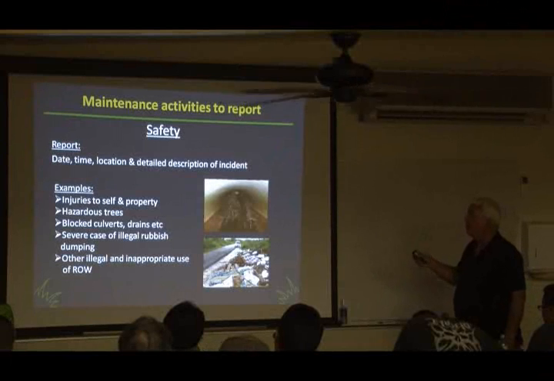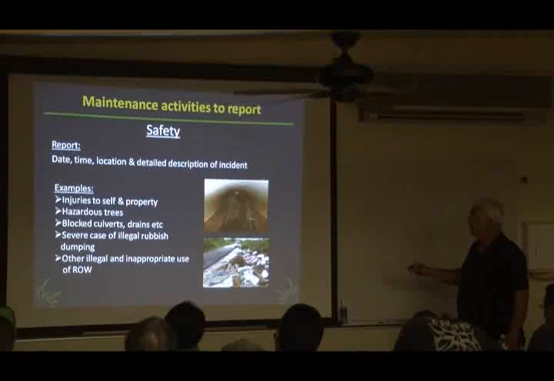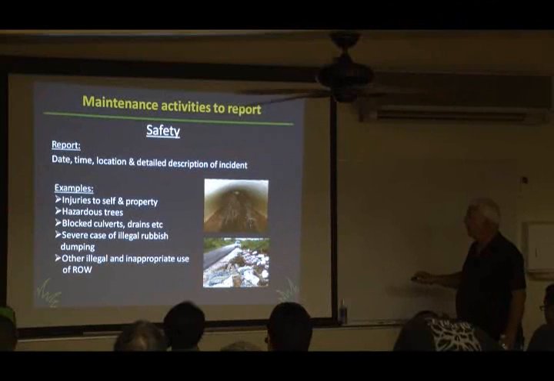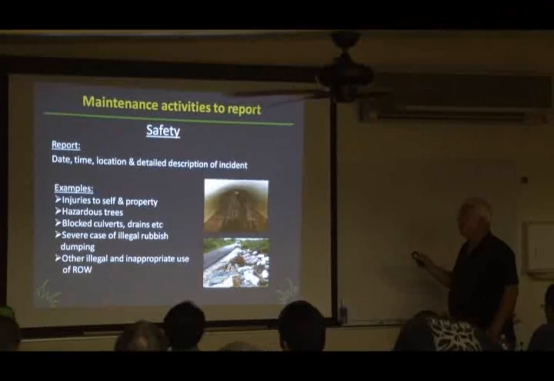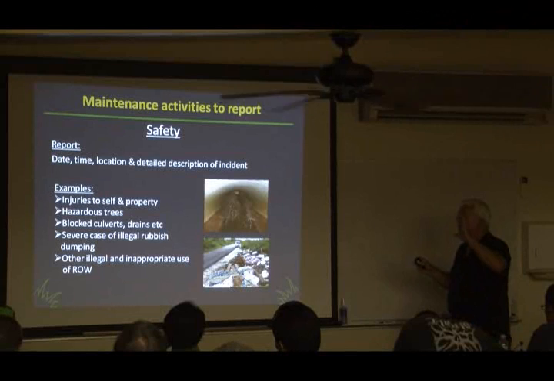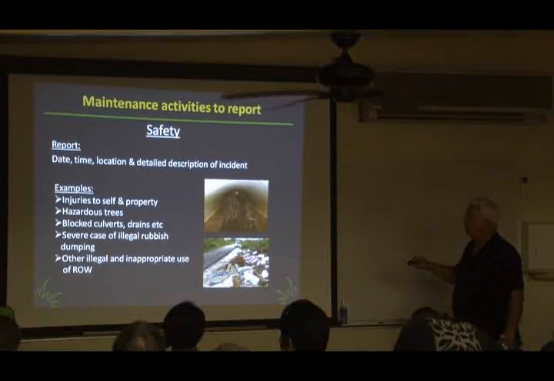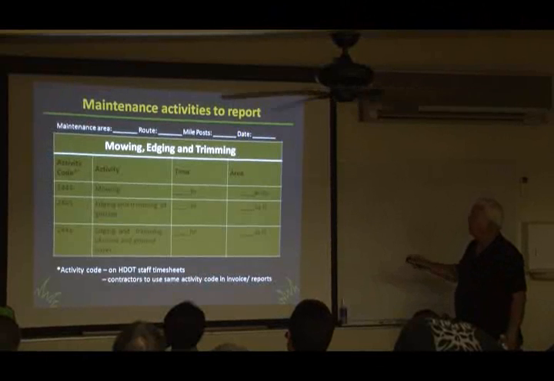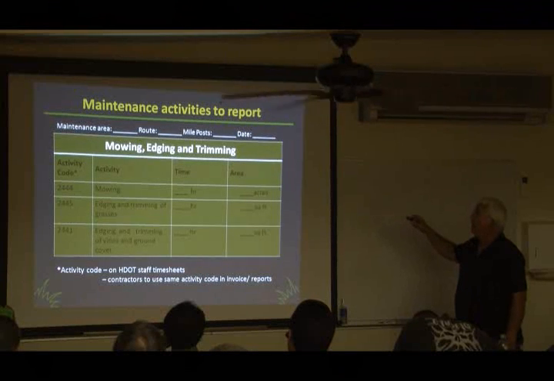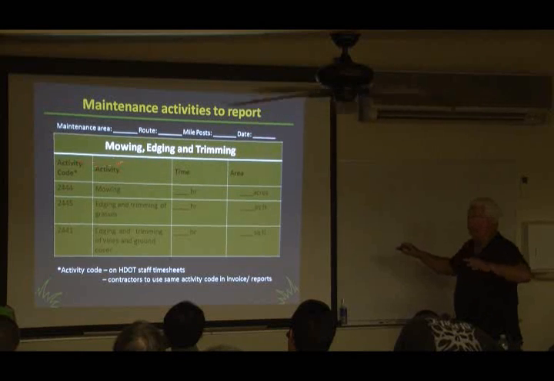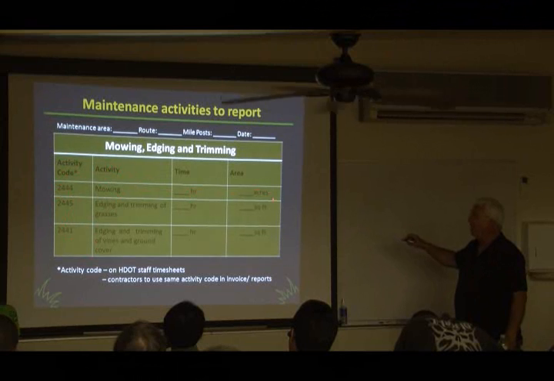Things to report: safety issues. You see things like roots growing out of a culvert, blocked culverts, dumping along the sides. These are the kinds of things that should be reported on a daily basis if you see them, and there are special reporting forms for that. Here, maintenance activity reports for mowing, edging, and trimming. Again, this is all in the book. Pretty straightforward. These codes here for the activities, the hours, and the approximate amounts done.